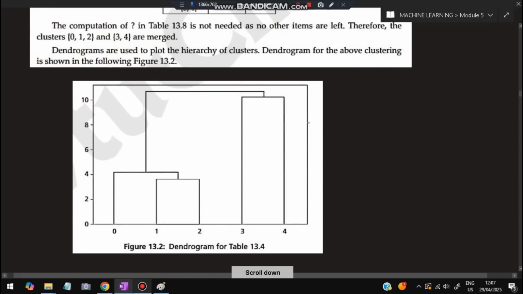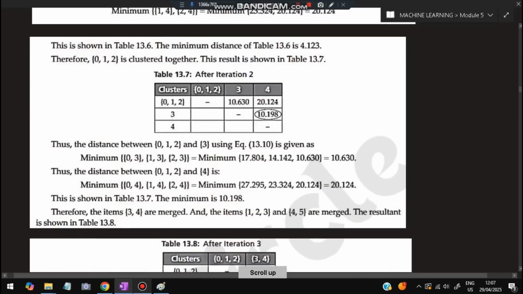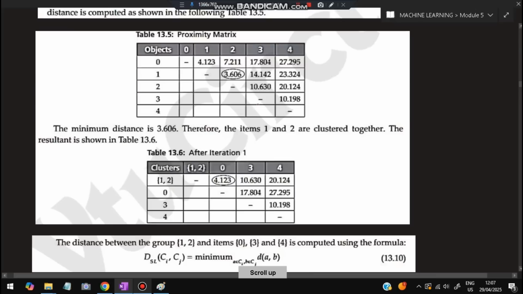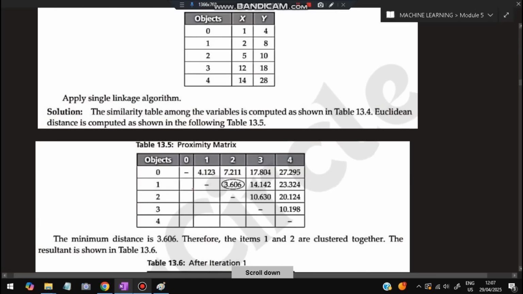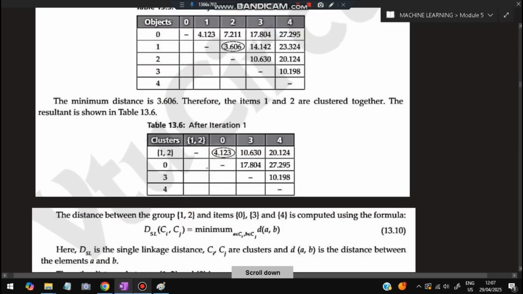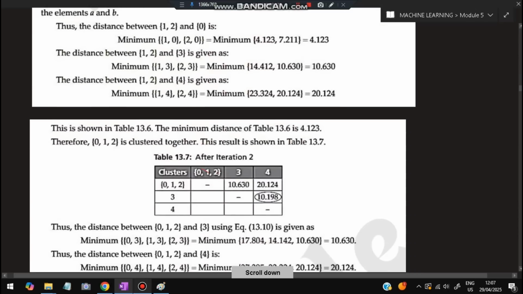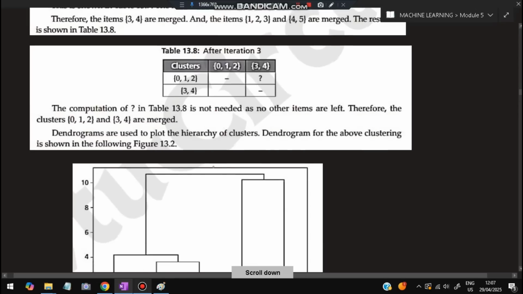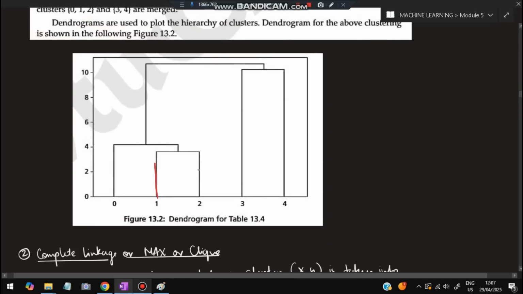Okay, and if we see the dendrogram for the above clustering, in the dendrogram we will write object 0, object 1, object 2, object 3, object 4. In our question, which were the first two objects which got merged? The first two objects which got merged are 1 2, right? After 1 2 came 0. Then came 3 and 4, right? So we'll do it in the same way. First 1 2 got merged, then came 0, then 3 and 4 came, and this whole thing is the final answer. Like that we'll be writing. So this is how you will be doing the dendrogram.